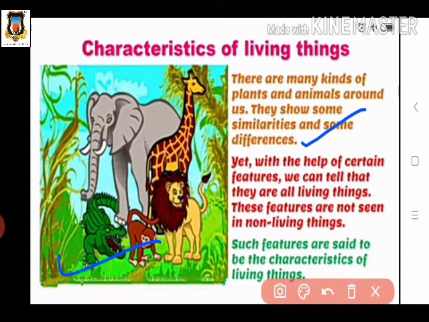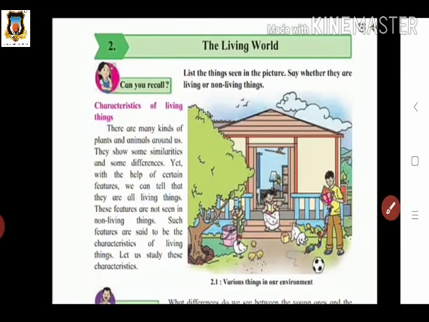These features are present only in living things. We call such features the characteristics of living things. Here we can identify what the characteristics of living things are: the features which are present only in living things. So here we see what the characteristics of living things are.